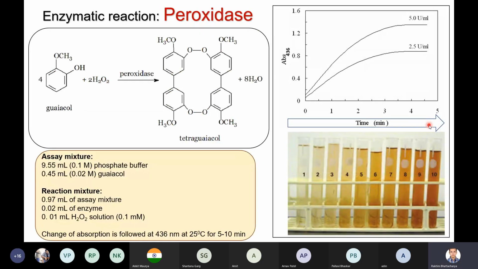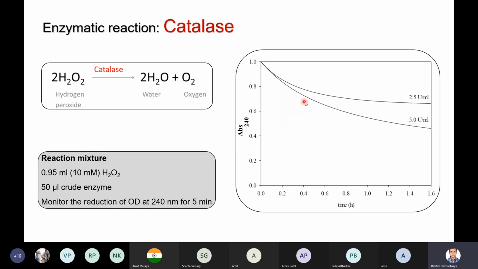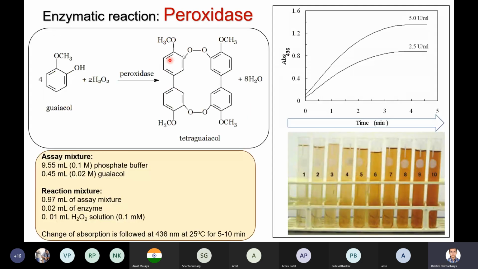The reaction mechanism is similar in peroxidase except at one point. Here too we are going to monitor for 5 minutes, except the wavelength will differ. For catalase we monitor at a wavelength of 240 nanometer. Here we are going to monitor at 436 nanometer. But the dark incubation of 5 minutes, everything is similar.